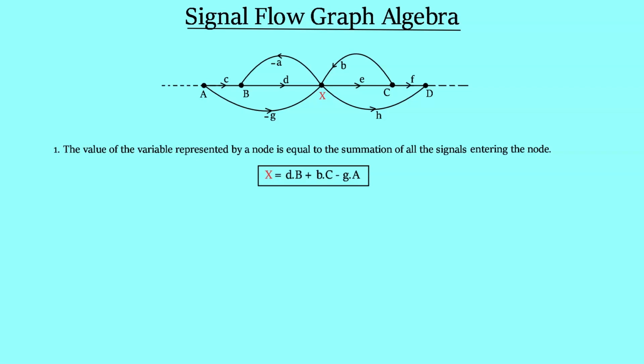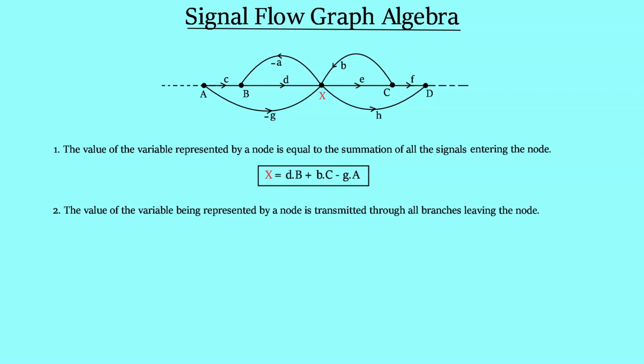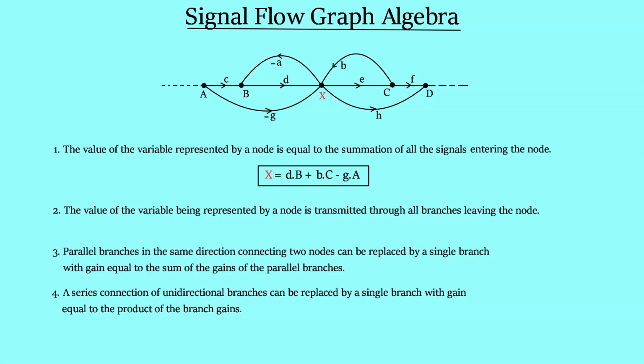This point is actually the most important point of the topic signal flow graph algebra. The value of the variable being represented by a node is transmitted through all branches leaving the node. These 2 points you already know, but still I will discuss. Parallel branches in the same direction connecting 2 nodes can be replaced by a single branch with gain equal to the sum of the gains of the parallel branches. And if you find a series connection of branches with the arrows pointing in the same direction, then those 2 branches can be replaced by a single branch with gain equal to the product of the branch gains.